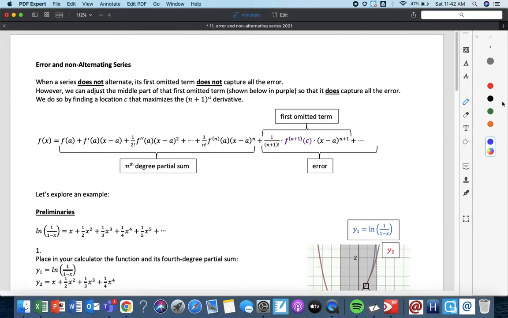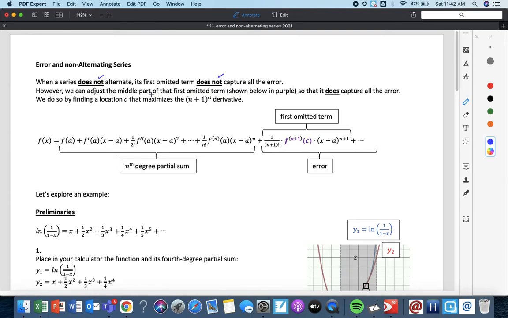Let's now look at our final topic in series, and that is how to handle the error when a series doesn't alternate. And when a series does not alternate, its first omitted term does not capture all the error. And that's because when a series doesn't alternate, you're always adding positive terms. So you're getting closer and closer to some elusive value, but you're never quite reaching it.